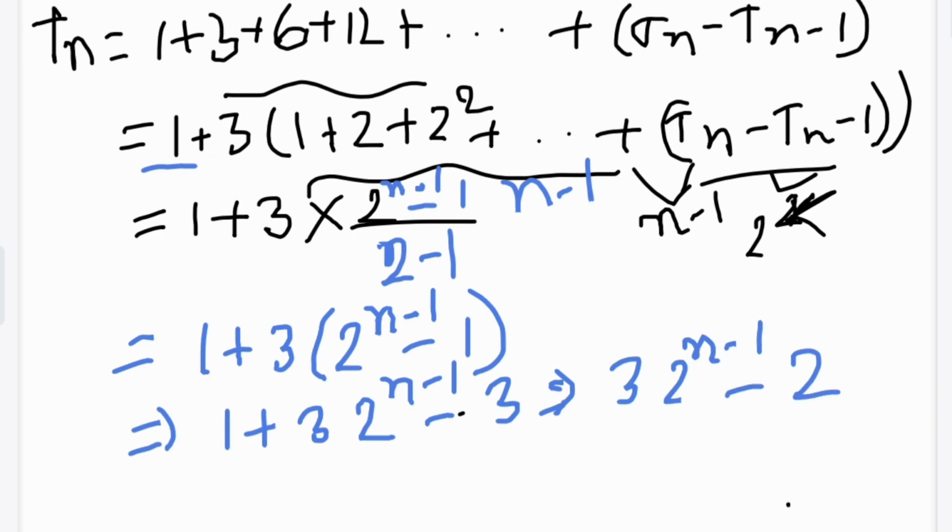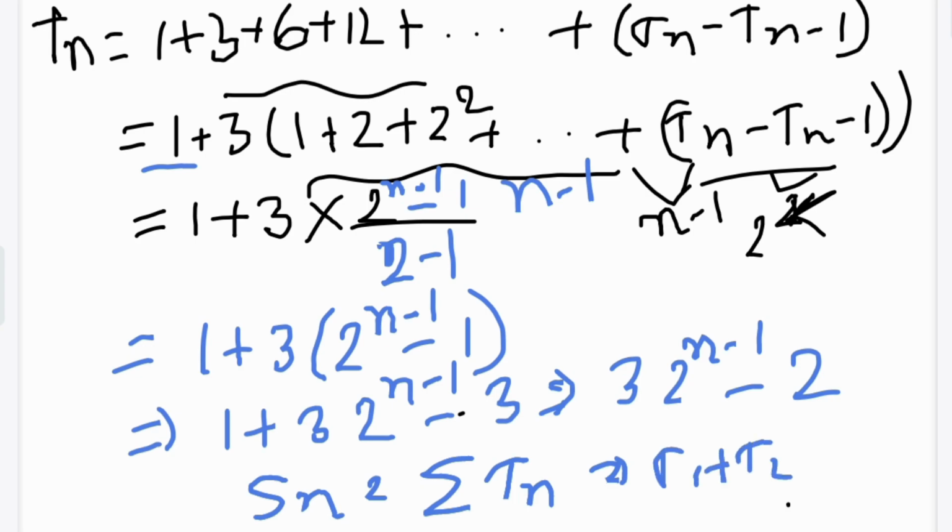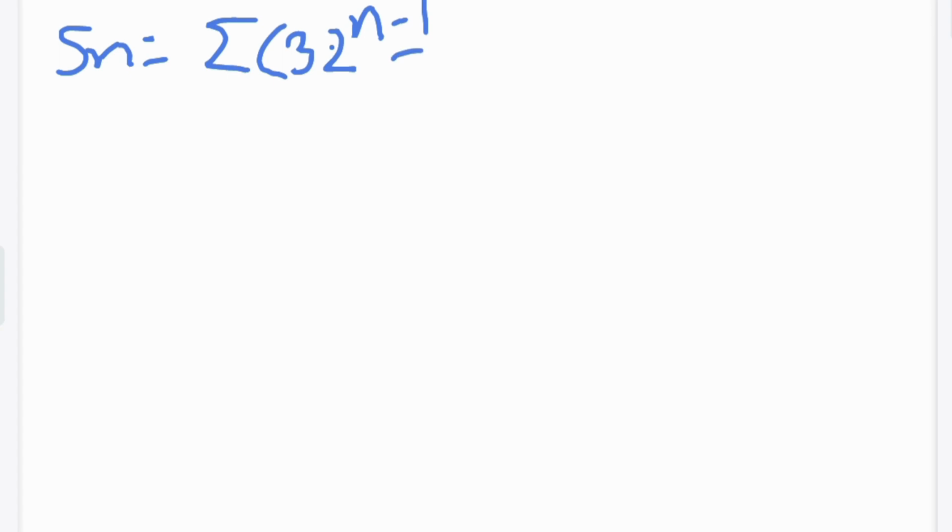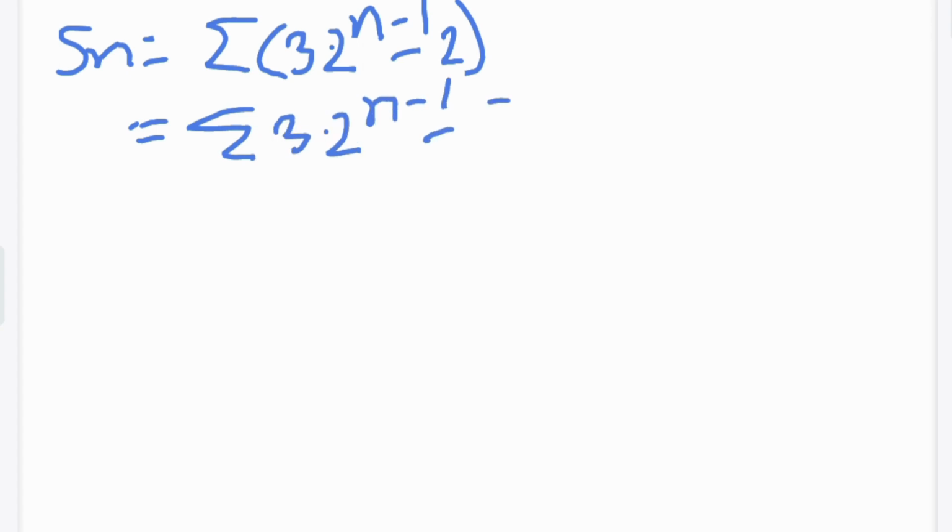So Sn, the sum, will be the summation of Tn, that is the sum of all the terms, T1 plus T2 plus so on plus Tn, right? That is the sum of a series. Basically, you have to add all the terms. So let's put in the value of Tn. We obtain Sn equal to summation 3 into 2 raised to the power n minus 1 minus 2. So we can separate them: summation 3 into 2 raised to the power n minus 1 minus summation 2, right. So this is a constant, we can take it outside.